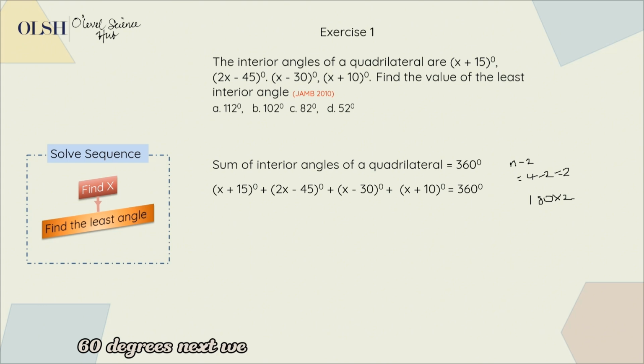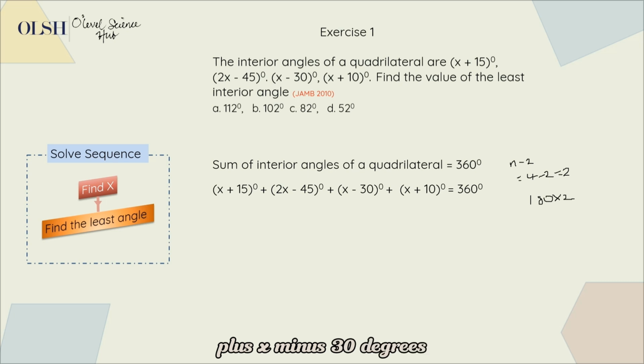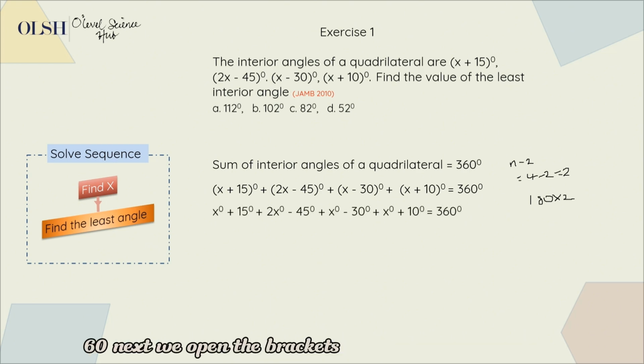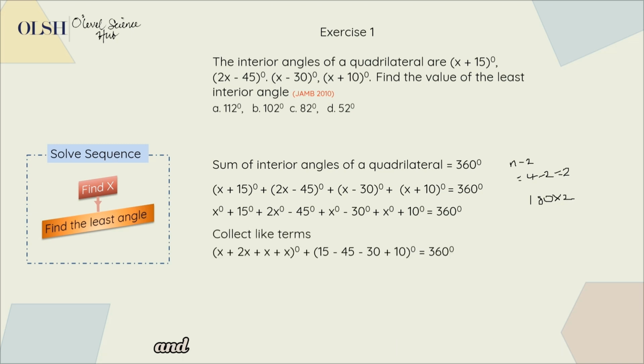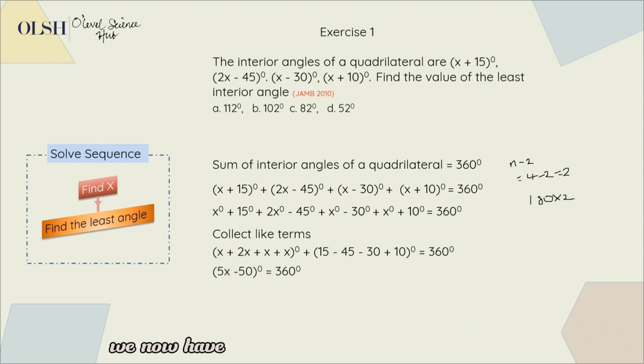Next, we sum up the angles we've been given: x plus 15 degrees plus 2x minus 45 degrees plus x minus 30 degrees plus x plus 10 degrees, and set the sum equal to 360. Next, we open the brackets and we collect like terms, and when we do that, we have x plus 2x plus x plus x degrees, and we have that adding to 15 minus 45 minus 30 plus 10 degrees. We now have 5x minus 50 degrees equal to 360.